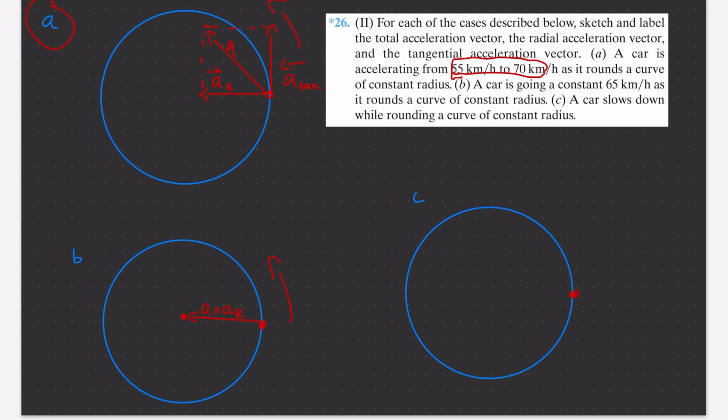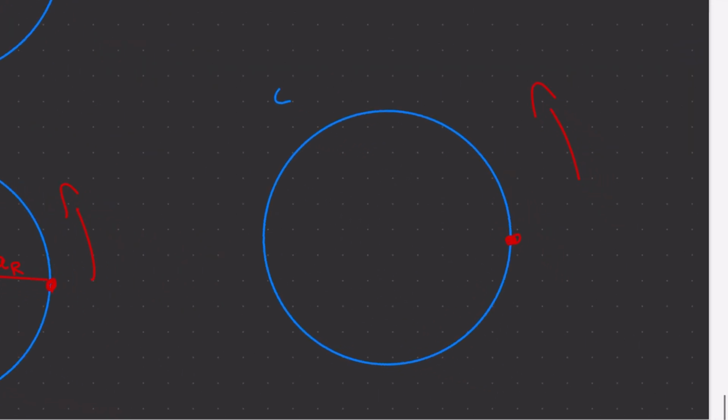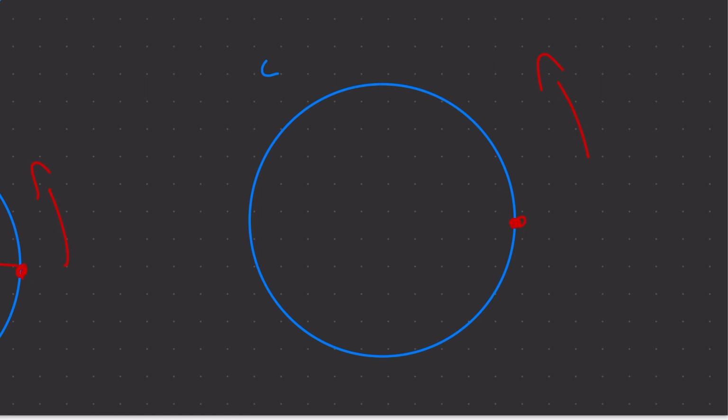All right, at C, a car slows down while rounding a curve of constant radius. One more time, if we're moving counterclockwise but the car is slowing down, then there must be some negative acceleration. So at this point, there's going to be a tangential acceleration pointing down. And still, because it's in circular motion, there's a centripetal acceleration pointing towards the center of the circle. So this is going to be A sub R. Don't forget your vector notation signs up here. And then if we make a box here, the resultant vector goes to about here, and this is just going to be A.